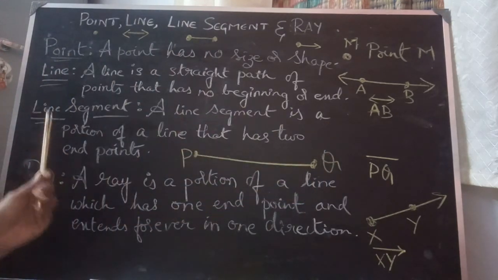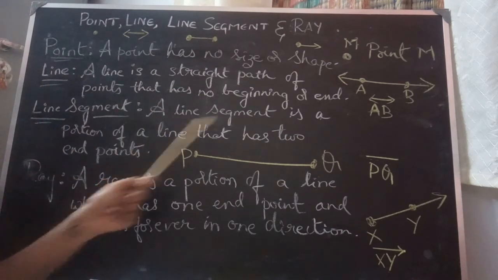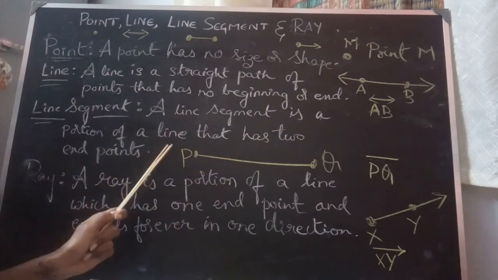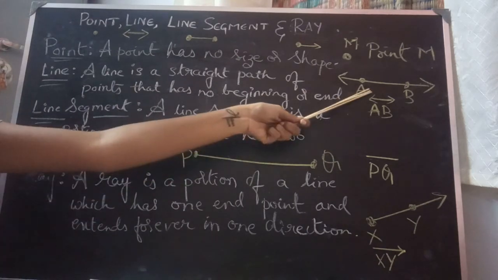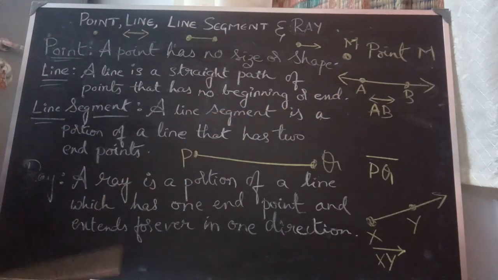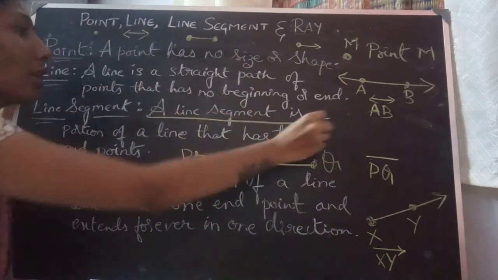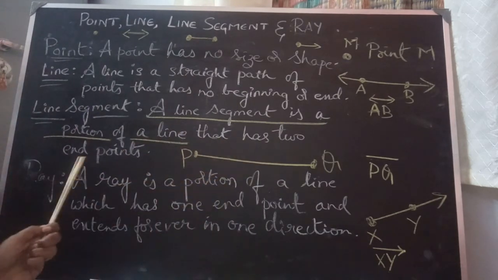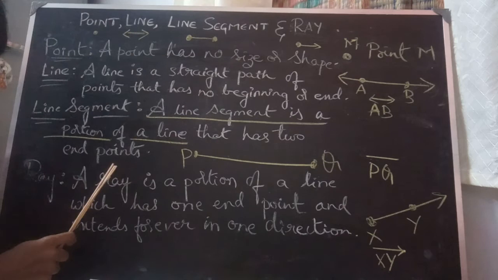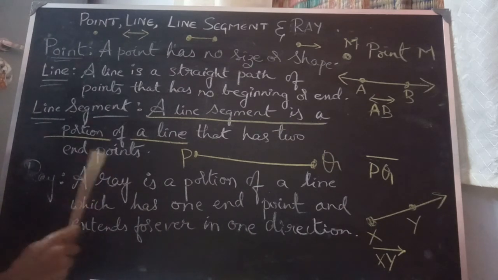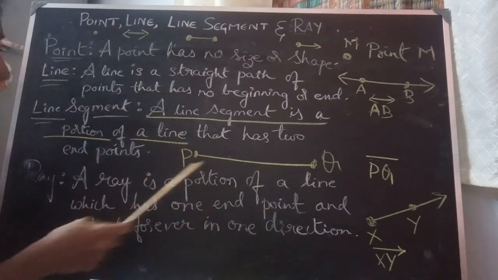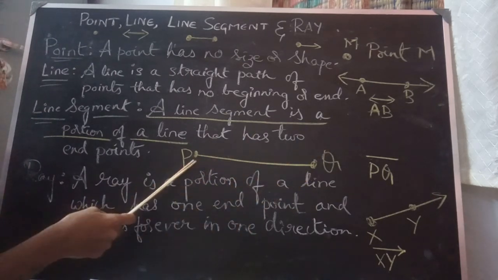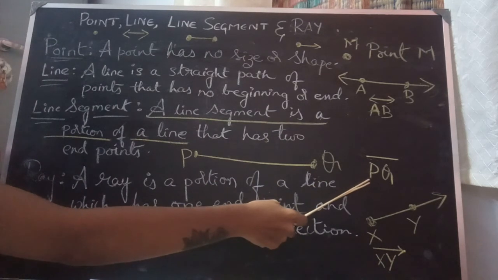Next, coming to line segment. A line segment is a portion of a line. You have to remember this. A line segment is a portion of a line that has two end points. See here, it starts at P and it ends at Q. PQ is a line segment.